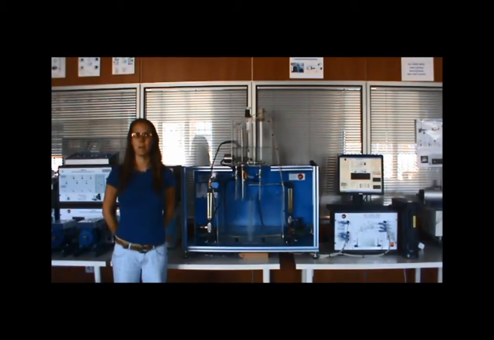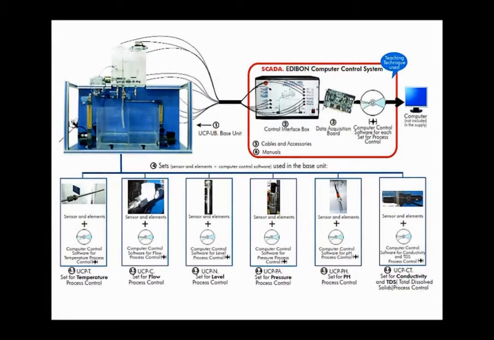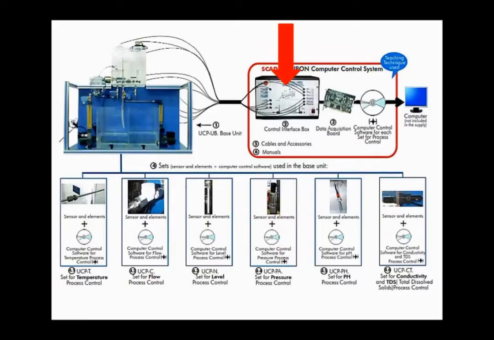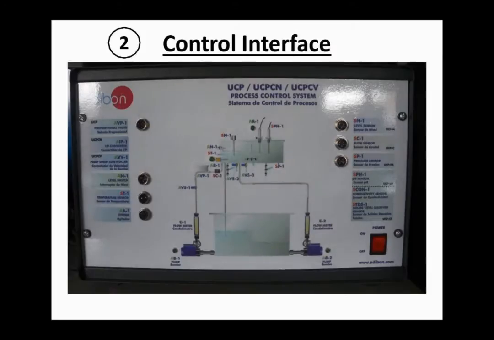Now I'm going to cover the basic components of the UCP unit and demonstrate a practical exercise. This is the unitary process configuration for process control of the hydraulic circuit. This configuration consists of the UCP base unit and the control interface, in which each sensor connection has a different number of pins in order to eliminate any chance of mixing up the sensor controls. The control interface can be connected to one computer or it can be used with the SCADA-NET system.